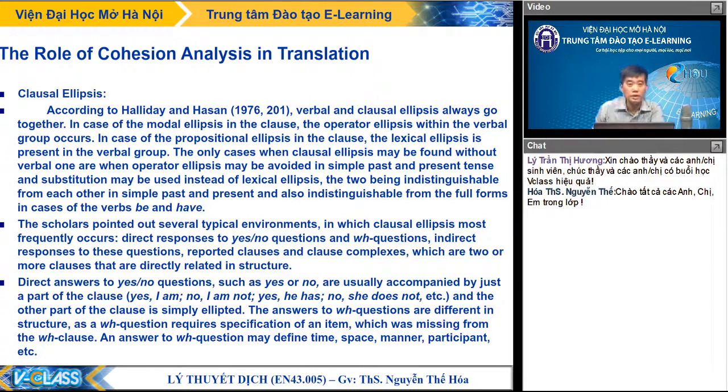And now we have clausal ellipsis. That means a clause disappears. But in order to recognize whether it is a clause or not, we have some kinds of words to pay attention to. For example, this is a kind of yes-no question, WH question. We have some kinds of direct and indirect responses to this question. We have reporting clauses and clause complexes, which are two or more clauses that are directly related in structure.